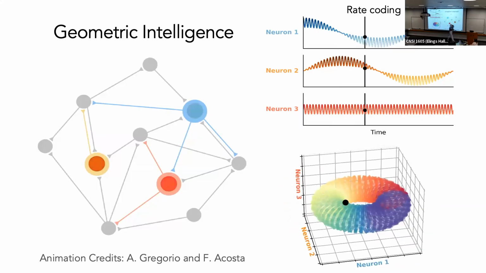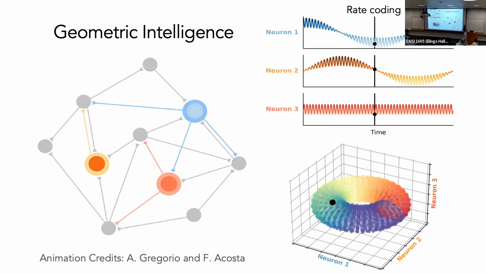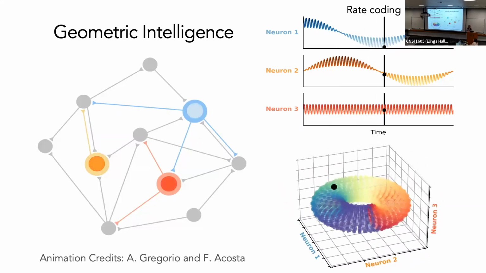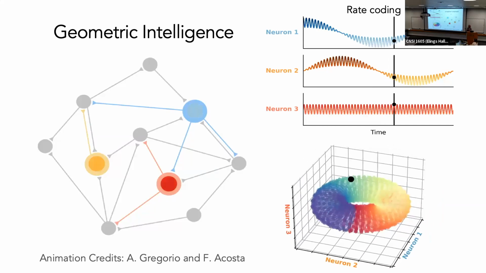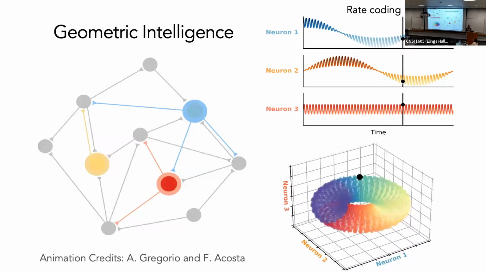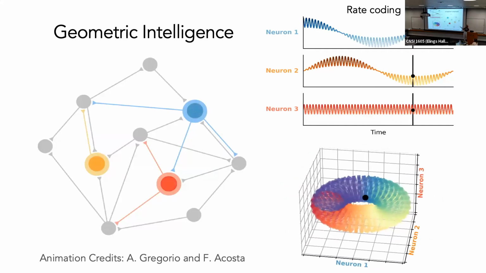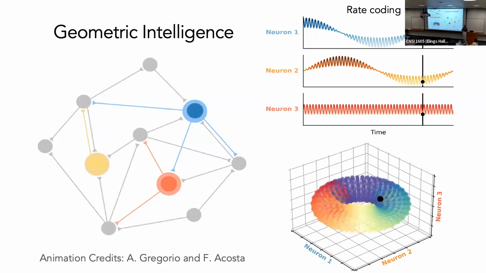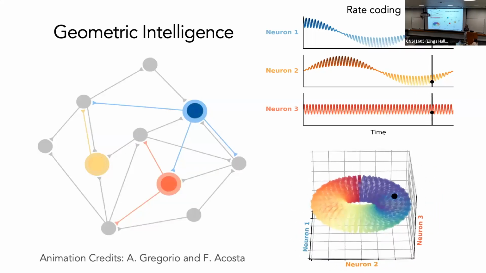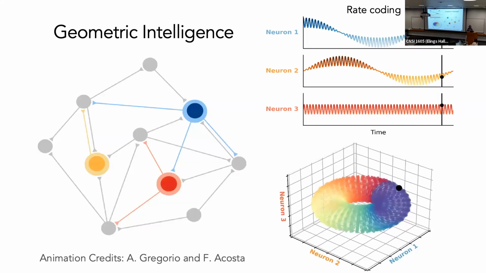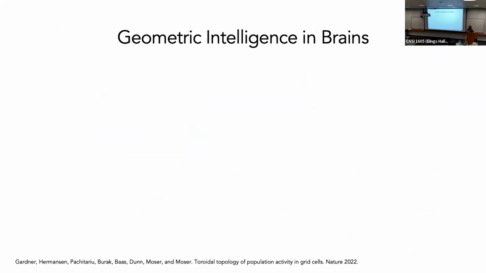So it may seem like a crazy kind of artistic idea, right? What, would the brain draw some beautiful and mesmerizing patterns to encode information? But what's even more crazy is that this has been observed in natural brains and artificial brains. So I'm going to give you a few examples of that. And first, geometric intelligence in natural brains.